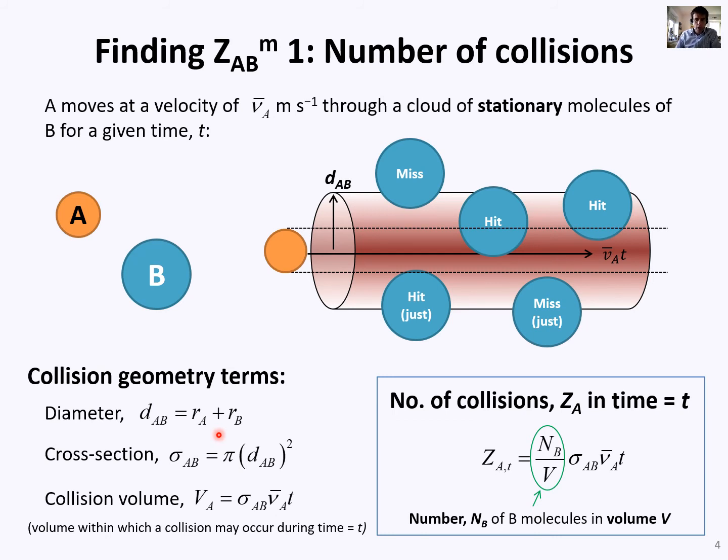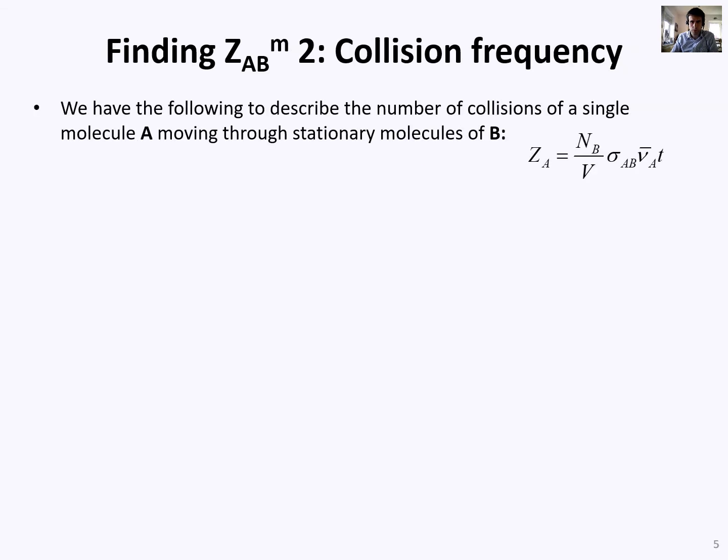From this we can therefore say that if we have just stationary molecules of B, and a molecule of A passing through these stationary molecules of B, we're going to have this number of collisions per time t. So this is going to be our number of collisions. It's going to be given by the number of molecules of B over the total volume, multiplied by the collision volume. So that's great, and we've got this equation here, which is the one from the previous slide.